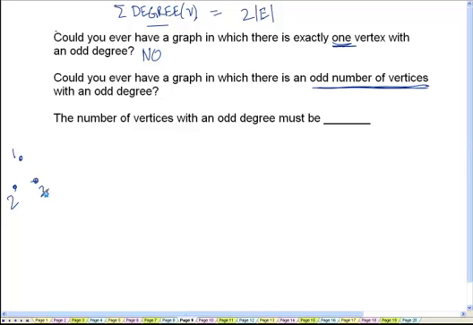Oh, okay. So do you see the reasoning? It's very similar to the reasoning here.